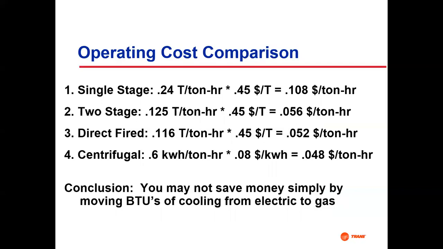Okay, so let's do some operating cost comparison. The single stage is 0.24. The capital T is therm. I was looking at this morning, about half sleepy, and I said, T, what's that T? And finally I recognized it, and I went, oh, that's therm. So it is 0.24 therms to get 12,000 BTUs of cooling. And it's 45 cents a therm, and there's 10 therms in a million BTU, so that's $4.50 a million gas.